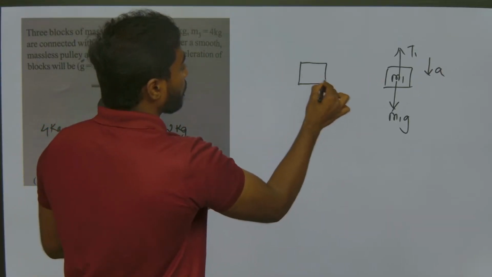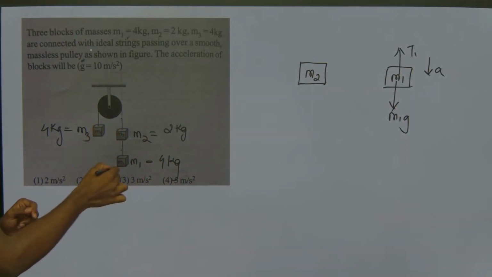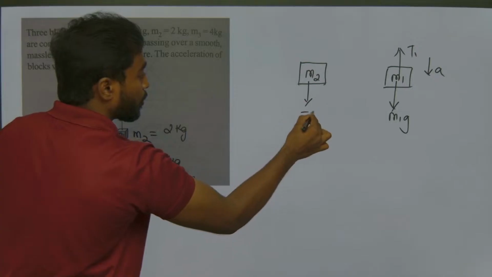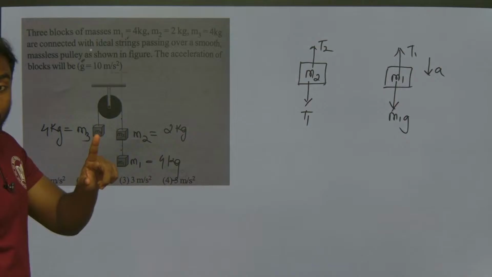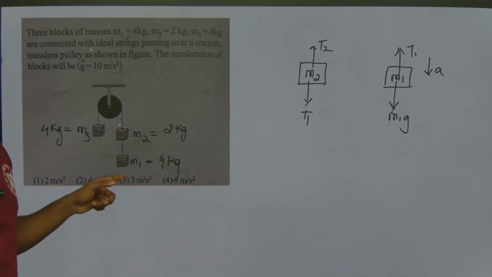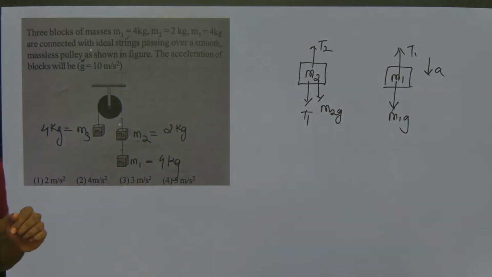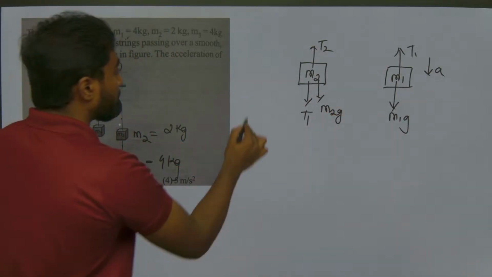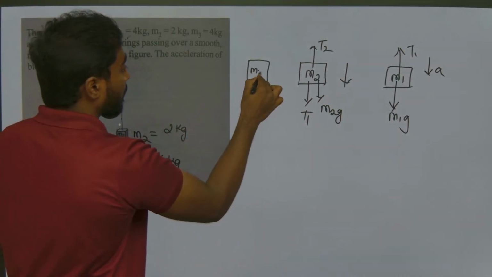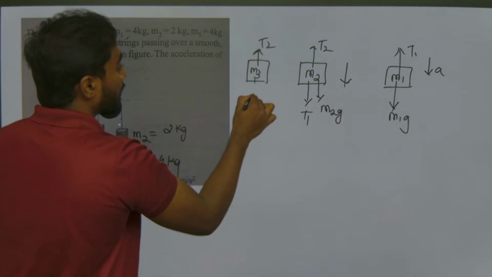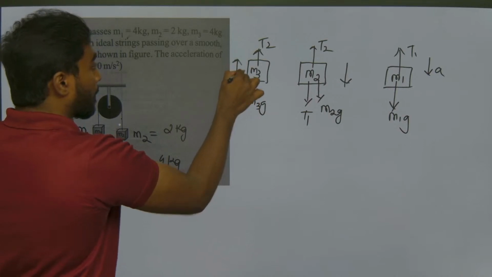For M2, if I see M2, two tensions are acting, no? One tension towards down, that is T1. One more tension towards up, that is T2. One more force is there, that is weight for block 2, which is also towards down, M2G. What about M3 now? M3 is also going down. So for M3, tension is towards up, T2, and M3G will be towards down. And the object is going up.